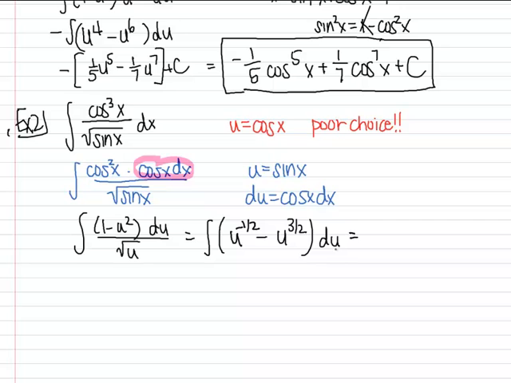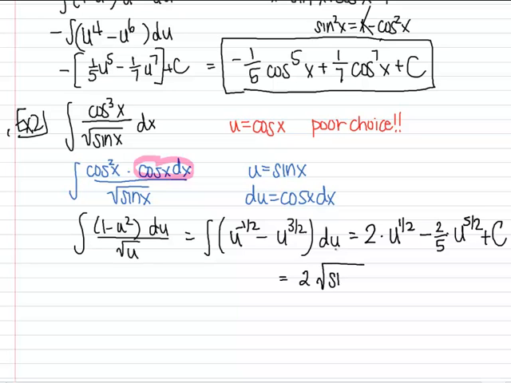Add 1 to our exponent, so that becomes u to the 1/2. Multiply by the reciprocal. And same thing with the second part: u to the 5/2 and multiply by 2/5, and then our plus c. Then we'll back substitute, so we have 2 u to the 1/2, so that's 2 square root of sine x, minus 2/5, and then I can still write this as the square root of sine to the 5th x plus c.